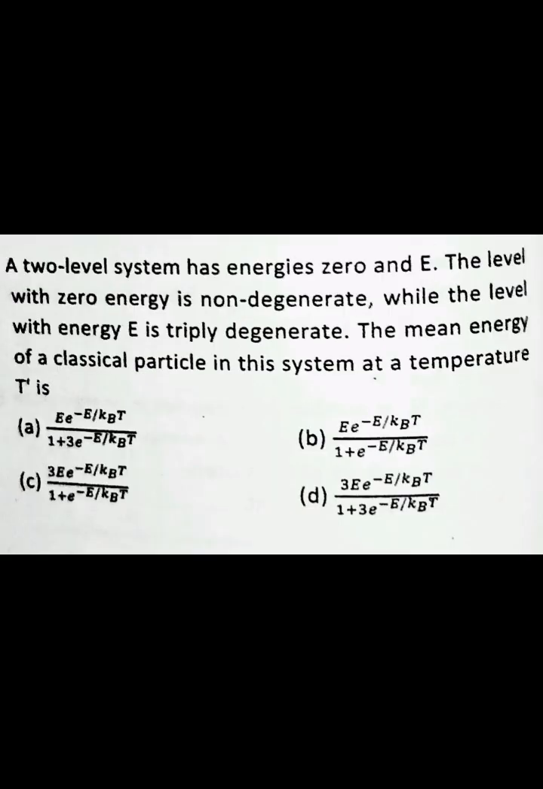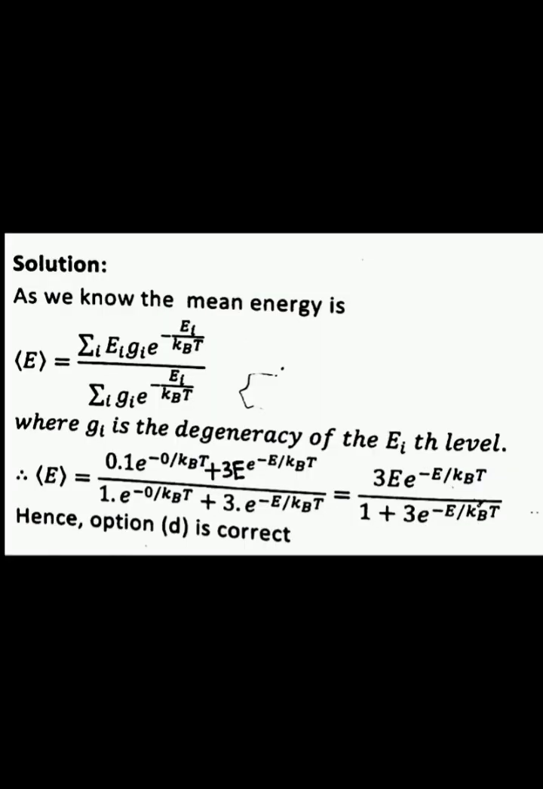The next question is, a two-level system has energy 0 and E. The level with 0 energy is non-degenerate while the level with energy E is triply degenerate. The mean energy of a classical particle in the system at a temperature T is dash. So here there are two energy levels, 0 and E. Gi is the degeneracy. So the mean energy E is equal to summation over i of Ei Gi e raised to minus Ei by kBT divided by summation over i of Gi e raised to minus Ei by kBT.